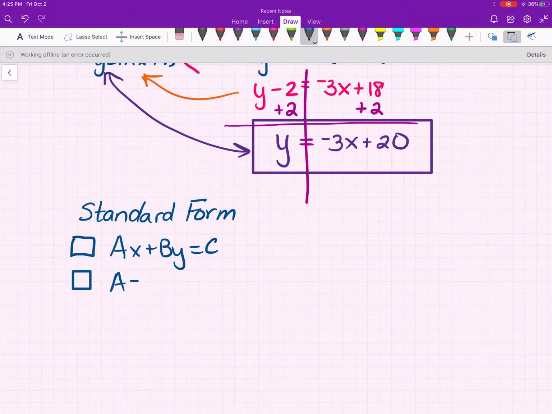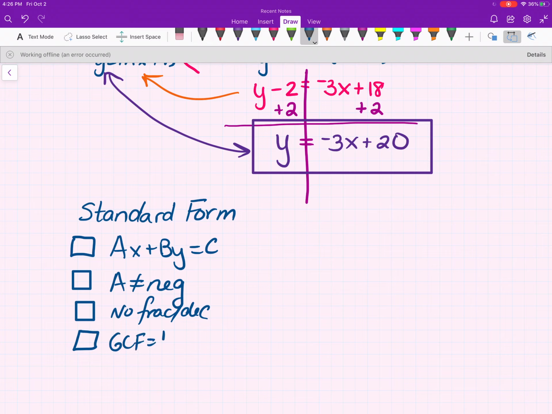A cannot be negative. No fractions or decimals. And that last one that's kind of weird that people forget all the time, GCF has to equal 1. Okay? Here's our checklist.